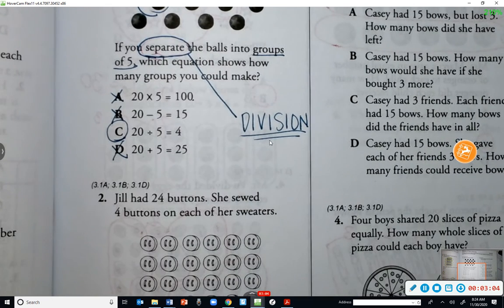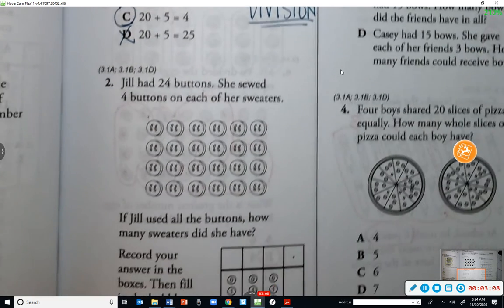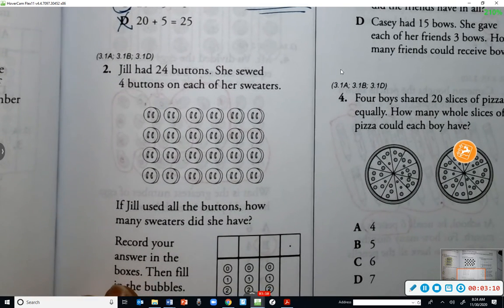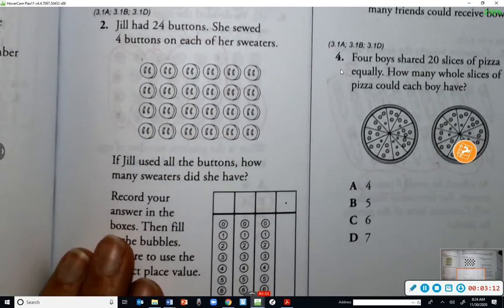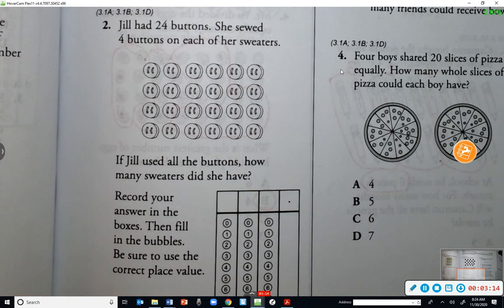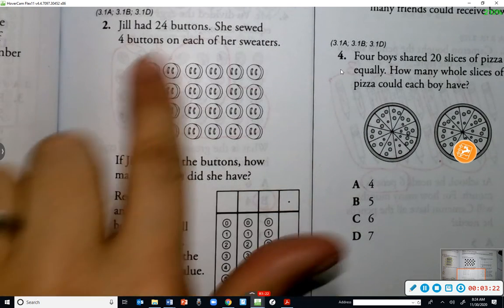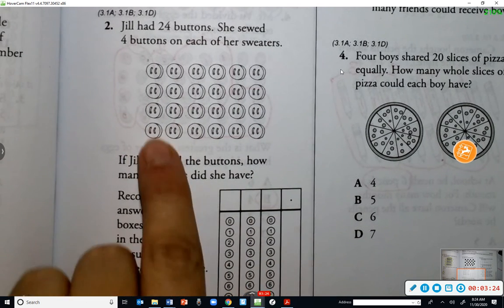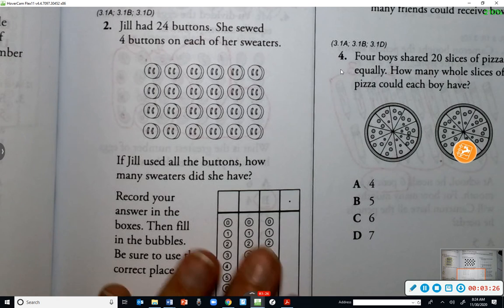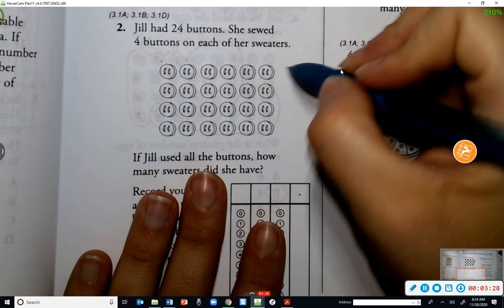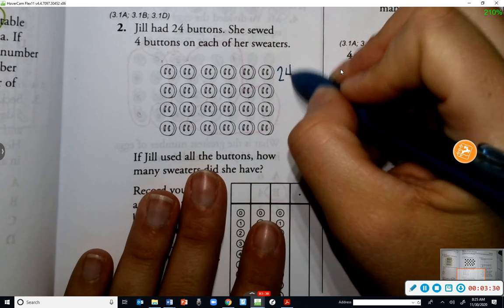Number 2. Jill had 24 buttons. She sewed 4 buttons on each of her sweaters. If Jill used all the buttons, how many sweaters did she have? Okay. So what could I do to work this one out? She has 24 buttons in all. Do we know the total? Yes. So what type of problem is that? Division.